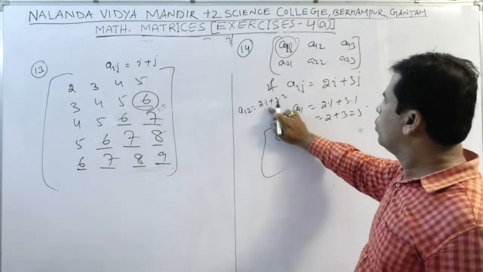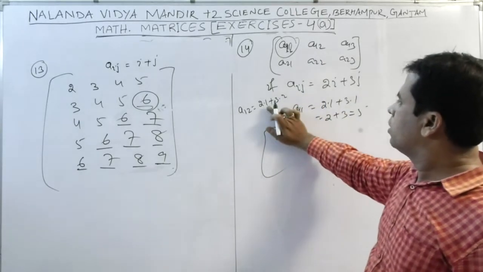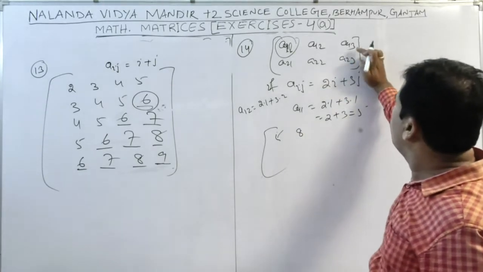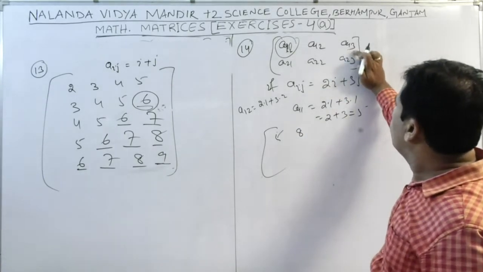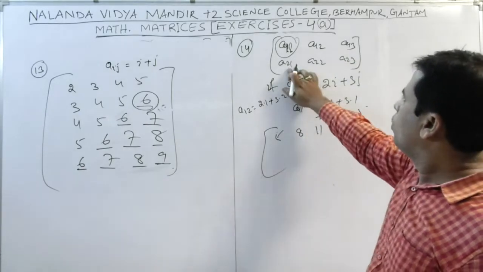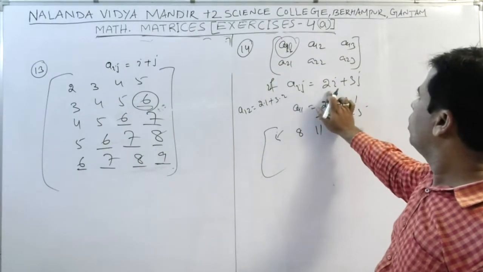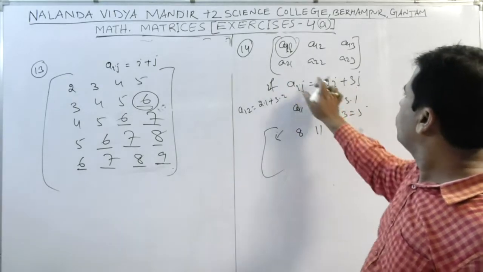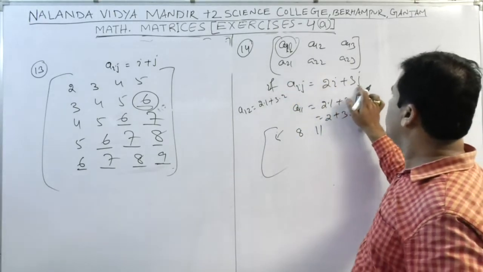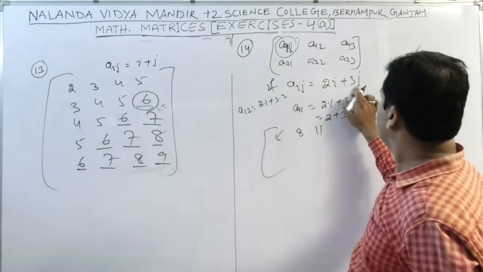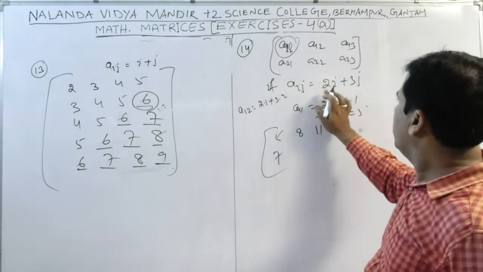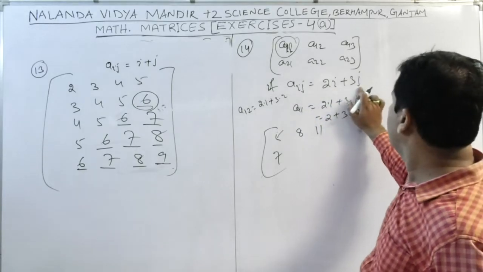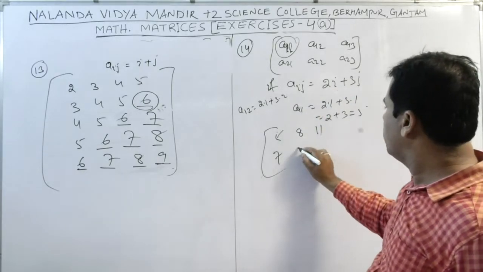That is equal to 2 plus 6. 2 plus 6, that is 8. In the same way, 2 into 1, 2, plus 3 into 3, 9. 2 plus 9, 11. For a 2 1, i is equal to 2, j is equal to 1. So, 2 into 2, 4, plus 3 into 1, 4 plus 3, that is equal to 7. And i is 2, j is 2, 2 into 2, 4, plus 3 into 2, 6 plus 4, 10.